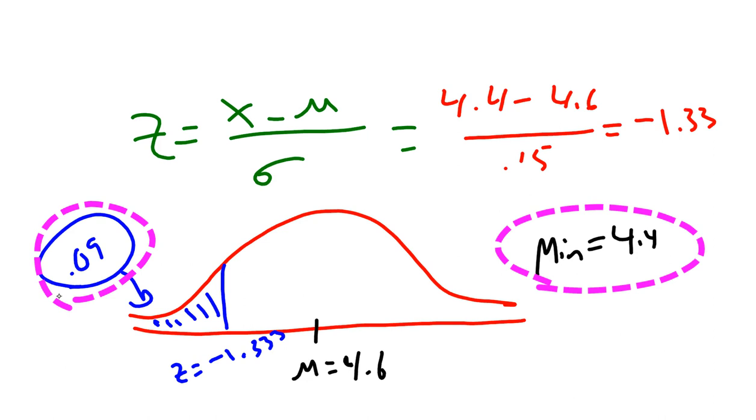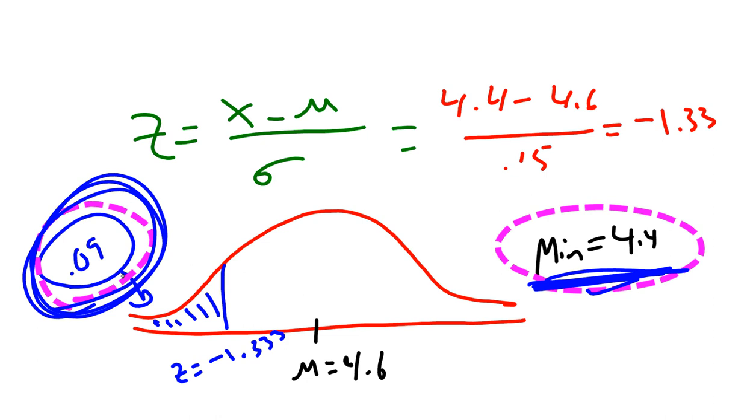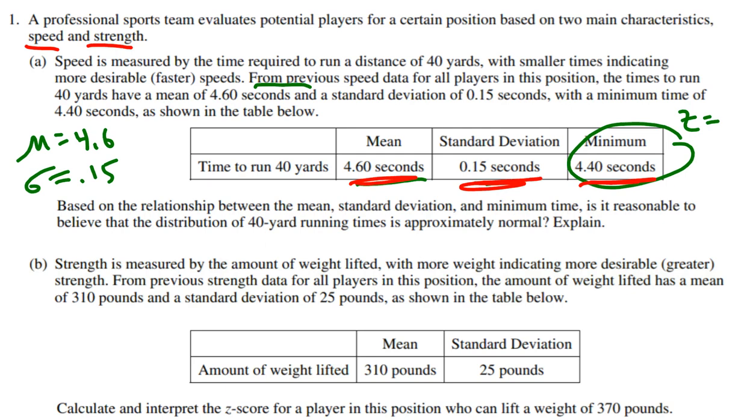So the question is, do you think it's normal? Your answer should be no, I don't think it's normal, because if it were, then this minimum of 4.4 should have had almost no area below it. So maybe if it was like negative 3 standard deviations below the mean, or negative 4, then we might say, you know, it could be normal, possibly. But because almost 10% of our area is still below this number, the real distribution is probably not normal. It's probably skewed right. Okay, let's see what it says next.